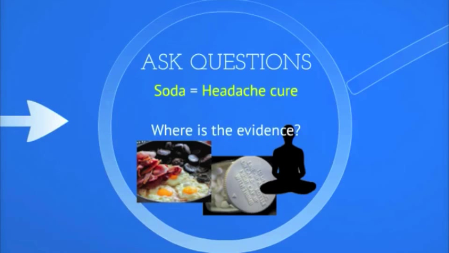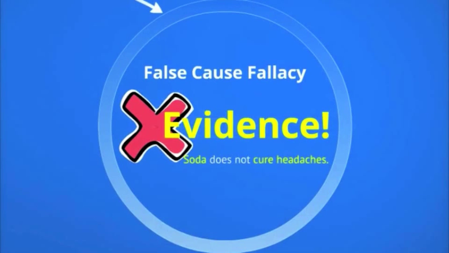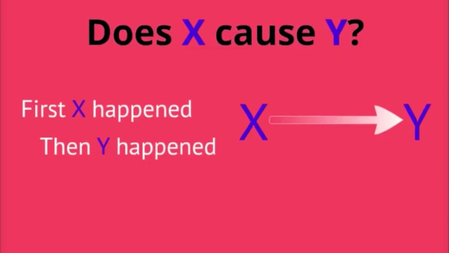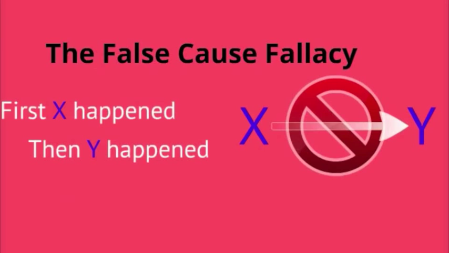But where is the evidence that the soda was really the pain reliever? Perhaps it was the breakfast, the aspirin, or the meditation app that really caused the headache to vanish for this person. Regardless, there is no evidence that shows a causal relationship between the soda and the cure of the headache. This is an example of a false cause fallacy. It's important to know that just because X happens first and Y happens later, that does not necessarily mean that X caused Y to happen.